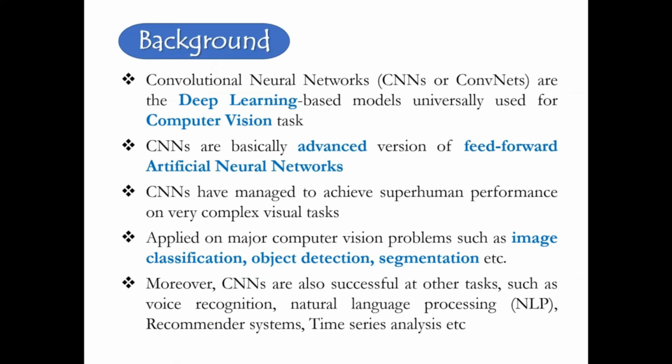We will start with the convolutional neural networks. The convolutional neural networks are the type of deep learning models that are universally used for the computer vision task. Basically, it is the advanced version of the artificial neural networks, that is feed-forward neural network, or MLP, multi-layer perceptrons.